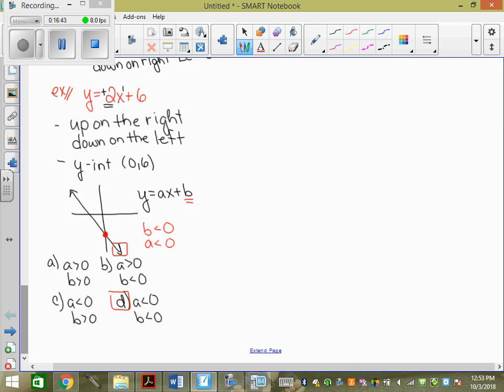Could you indirectly test these out? Could you put a positive a in and a positive b and see if it kind of looks like that graph? Yeah, if they give you variables, you can plug stuff in, right? You're not stuck just because they don't give you numbers.